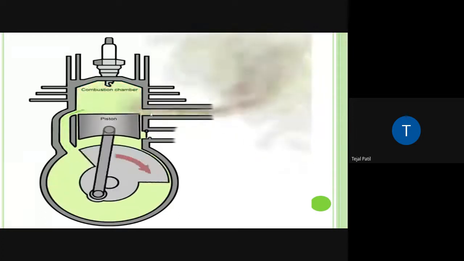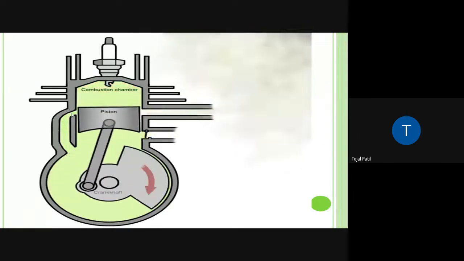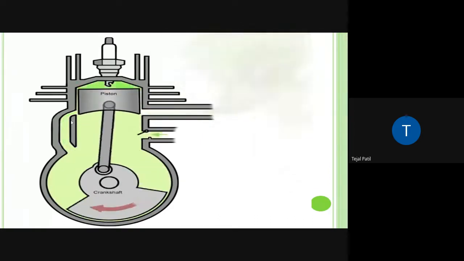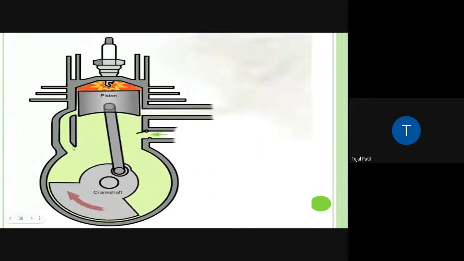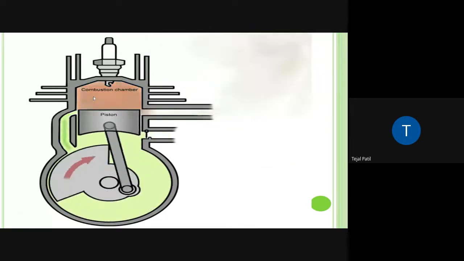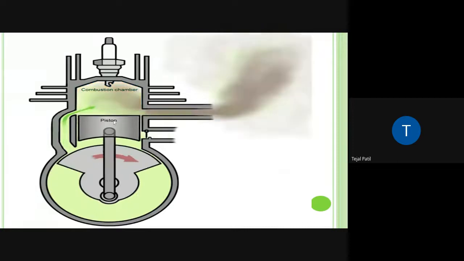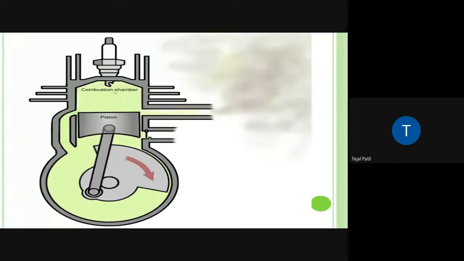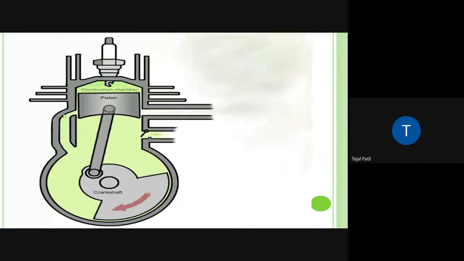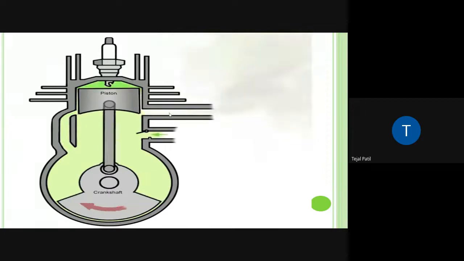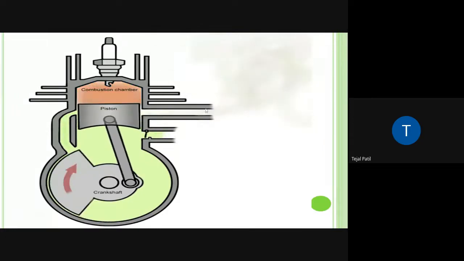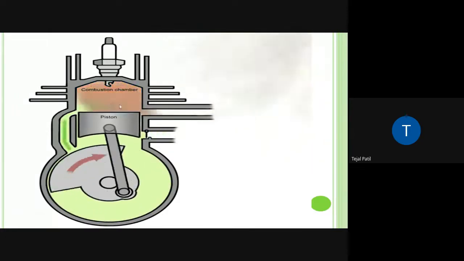At the end of the downward stroke, you will see that this exhaust port is now open, as well as this transfer port. From this transfer port, the fresh charge of the next cycle is coming. That charge helps the exhaust, the burned gases from the previous cycle, to escape out. Okay, so the fresh charge coming from here will push the burned gases through this exhaust port, and this is how the whole cycle completes.